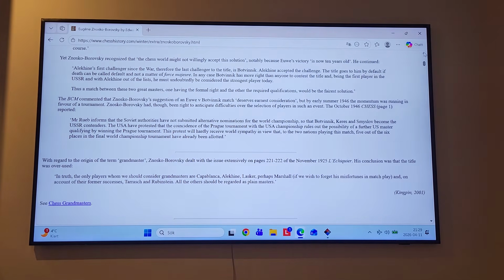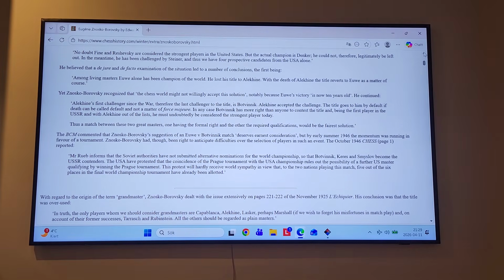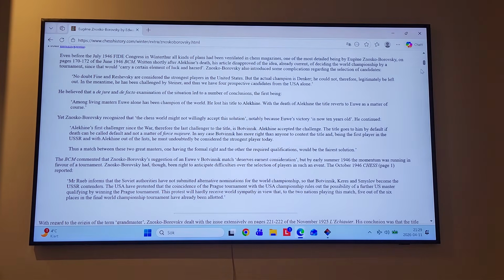For example, that Znosko-Borovsky was of the opinion that a world championship match should have been played between Max Euwe and Mikhail Botvinnik. But as we all know, this never happened, because after the death of Alekhine in 1946, they decided for a world championship tournament in 1948 instead, which Mikhail Botvinnik managed to win and become the new world champion.